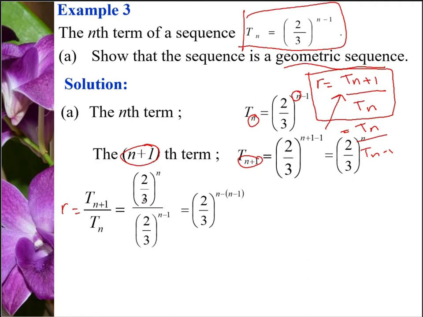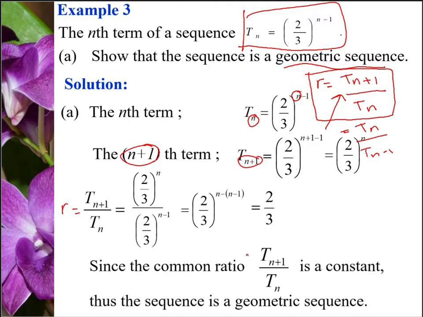Substitute the formulas involved and then simplify this. Since we have the same base and they are divided, we just have to put a minus sign for the denominator, n minus 1. Simplify this and you will get 2 over 3. Don't forget, similar to arithmetic sequence for showing question, you have to write the conclusion to explain why this is a geometric sequence. Since the common ratio r is a constant, you can write it's a constant 2 over 3, thus the sequence is a geometric sequence.